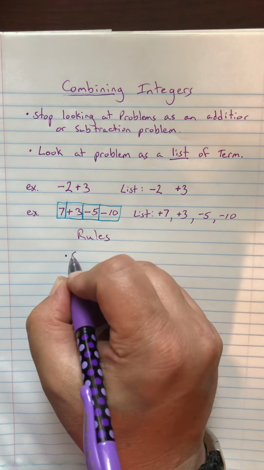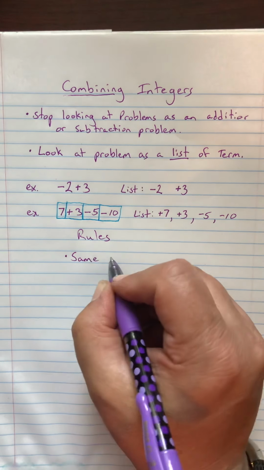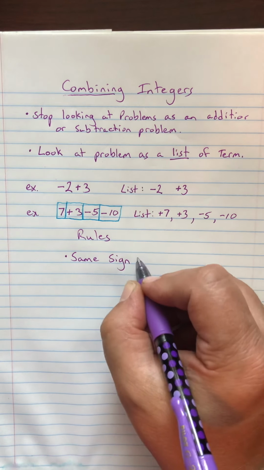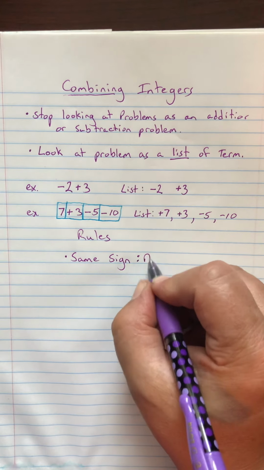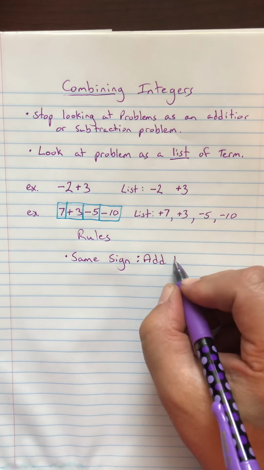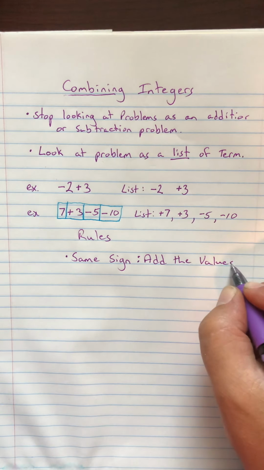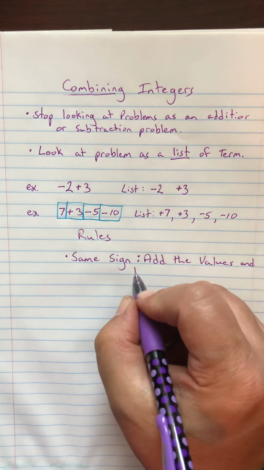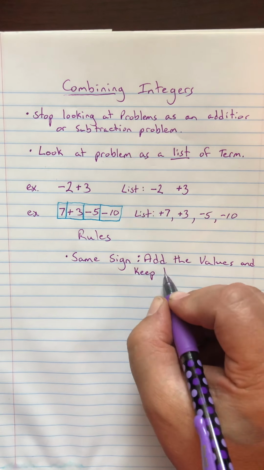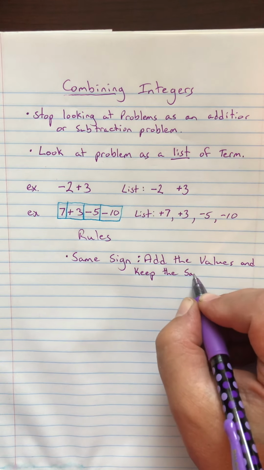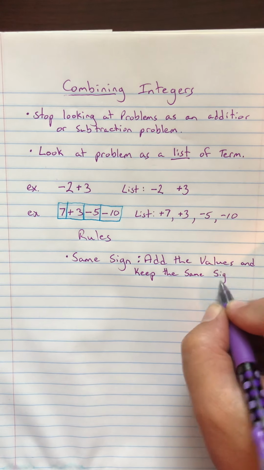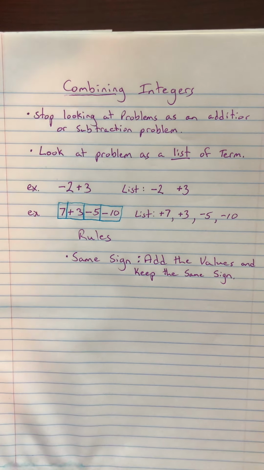Same sign, you get to add the values and keep the same sign. Okay? So if we have two positives or two negatives, if they are the same sign, we get to add those values together.